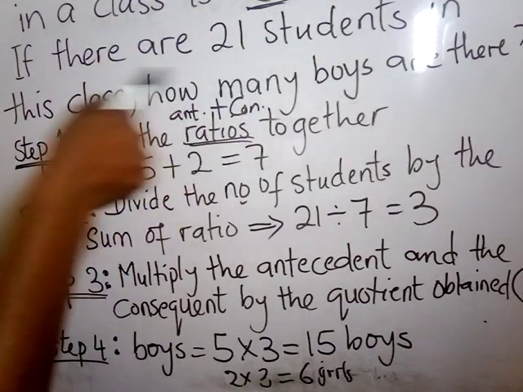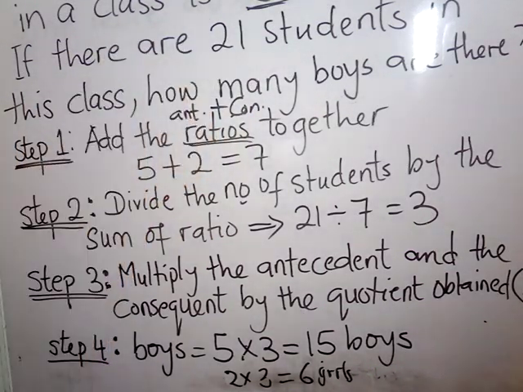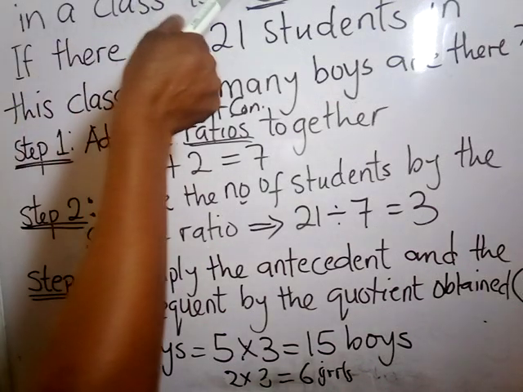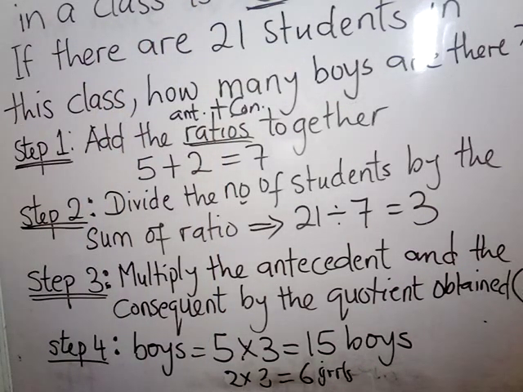So what do you ask yourself to find out if you are correct or not? They told you that the total number of students is 21. And here you have found out that we have 15 boys and 6 girls. So add 15 and 6 together. Does it give you 21? Yes, it gives us 21. That means we are correct. So in this class where the ratio of boys to girls is 5:2, there are 15 boys, and 6 girls.